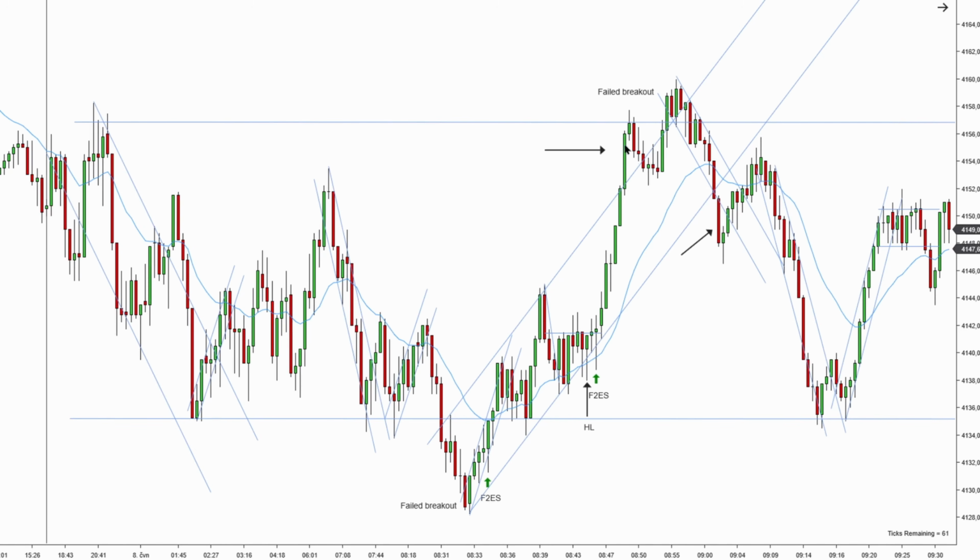Now notice the overshoot, and notice we even have an overshoot right here, and notice how overshoots look like exhaustion moves. Notice how deep and steep these moves are. Overshoots a lot of times lead to a break of a trend line or possibly a straight up reversal.